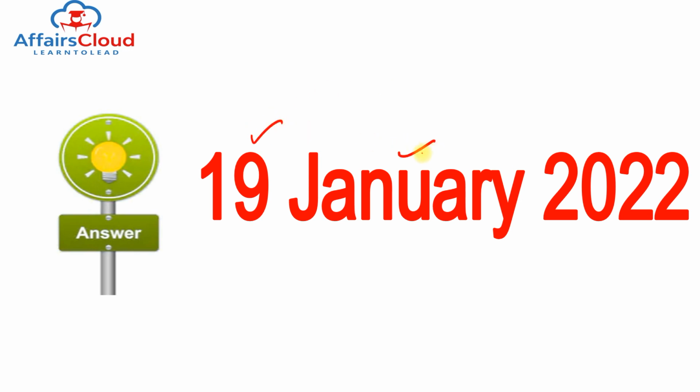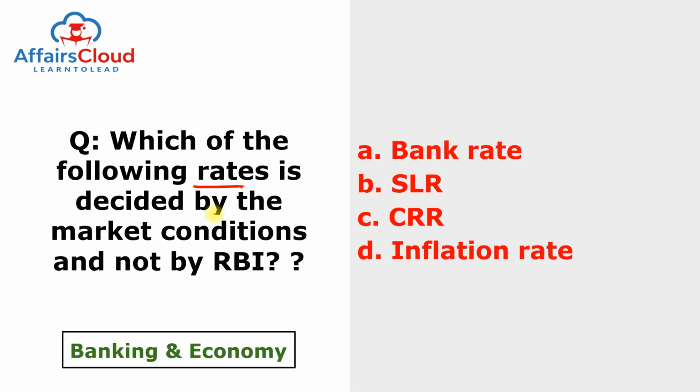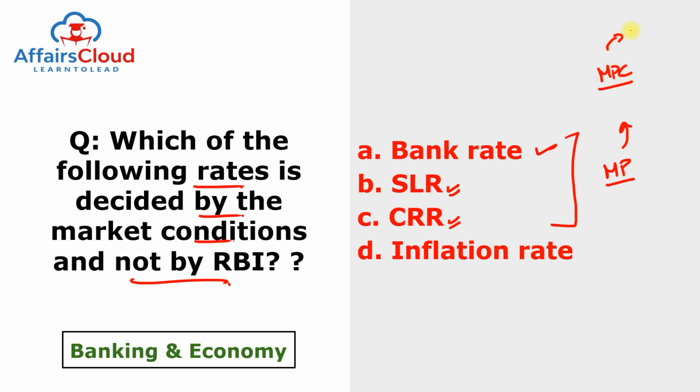Now we are moving to the next question. It is the question of the day. What is the question of 19th of Jan? Which of the following rates is decided by the market conditions and not by the RBI? If you see the options, bank rate, statutory liquidity ratio and cash reserve ratio, the first three options are part of monetary policy, and monetary policy is basically constructed by the Monetary Policy Committee. So it means you can say the major role comes under the RBI. So all three rates are decided by the RBI. Only the inflation rate is not decided by the RBI. It is according to the market's selling and purchasing, or you can say according to demand and supply. So the answer of this question is D.